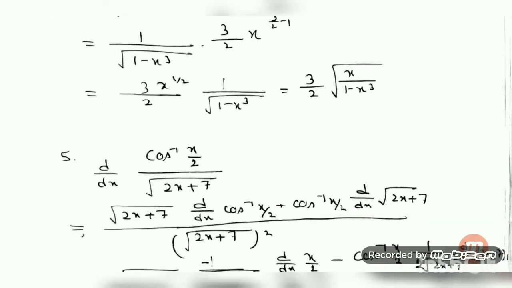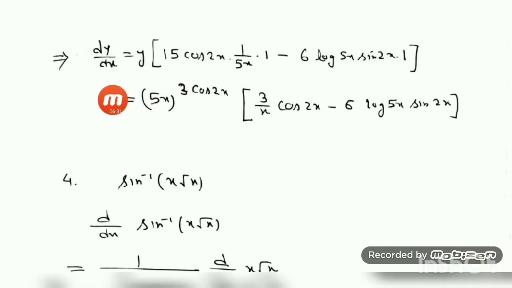Okay. So here the next question is dy/dx. I just bring this y to the right side. Do the product 15 cos 2x and 1 by 5x. And d/dx of 5x is 5, it just comes out, that's why it will become 25. d/dx of x is 1. Here also 2 will come out, so 2 times 3, 6 log of 5x into sin of 2x into d/dx of x, which is 1.